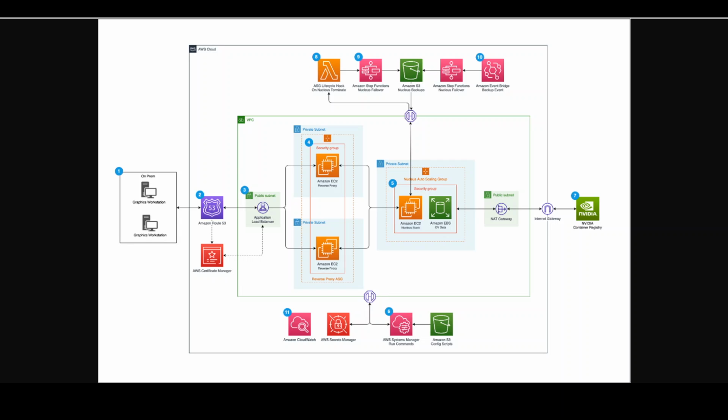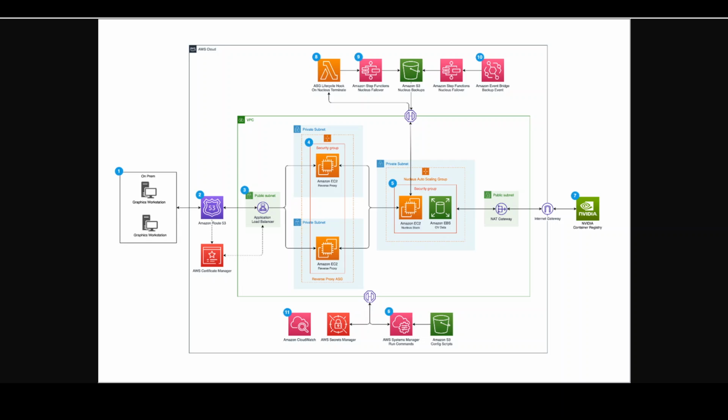ports. The Nucleus server is comprised of Docker containers orchestrated by a Docker Compose stack provided by NVIDIA. Nucleus data is stored on EBS volumes. And when you deploy this system, AWS SSM run commands pull the Nucleus Docker container image from NVIDIA's container registry and configure the Nucleus instance on EC2. Also, you need to have direct access to the NVIDIA container registry even if you're deploying it in the private subnet.